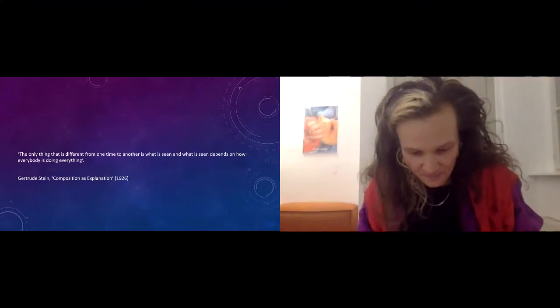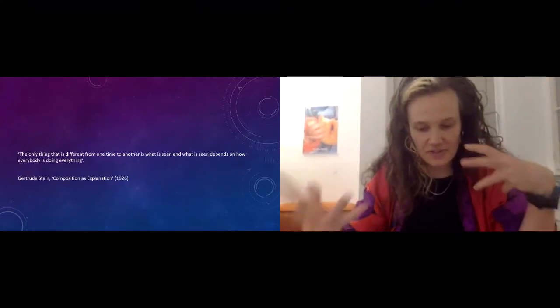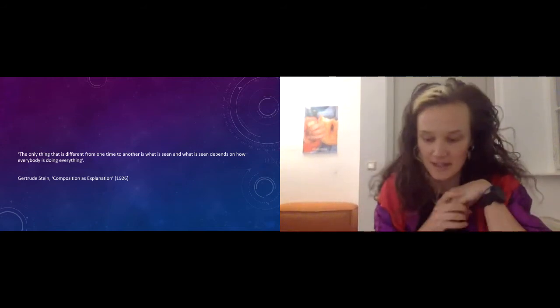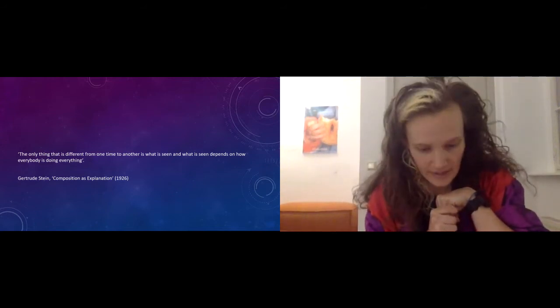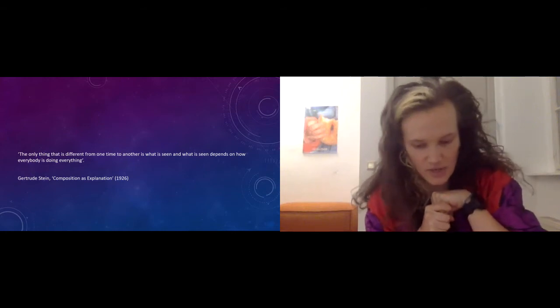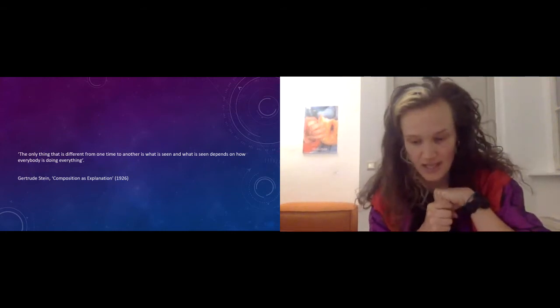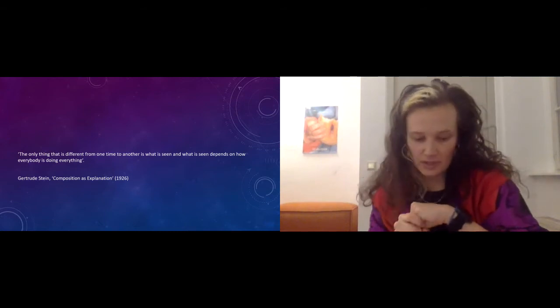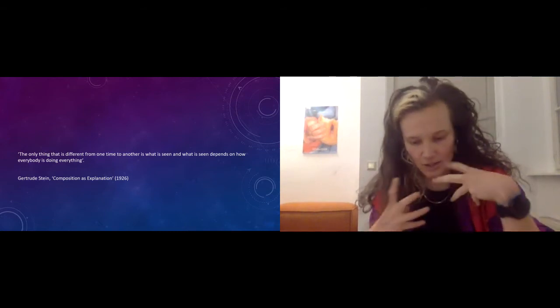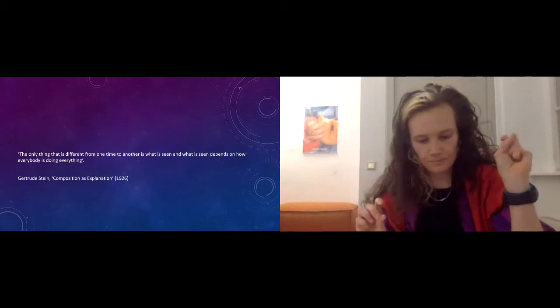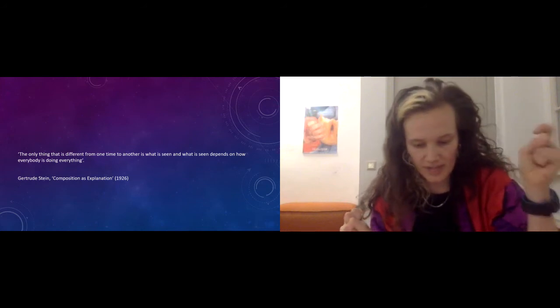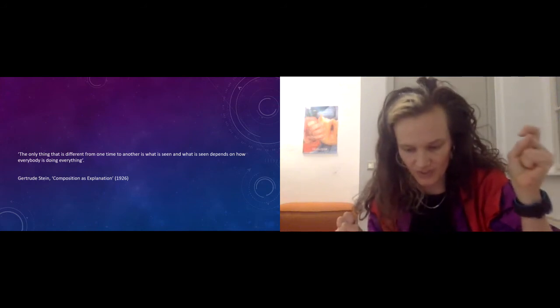Okay, so Gertrude Stein's famous lecture, Composition as Explanation, remains a wonderfully mind-befuddling, axis-stretching, language-spidering piece of prose. This text says more about linguistic spatiotemporalities through its execution or its articulation in time than any attempt to theorize, rationalize, or explain it. So I'll read this line from Stein. The only thing that is different from one time to another is what is seen, and what is seen depends on how everybody is doing everything.